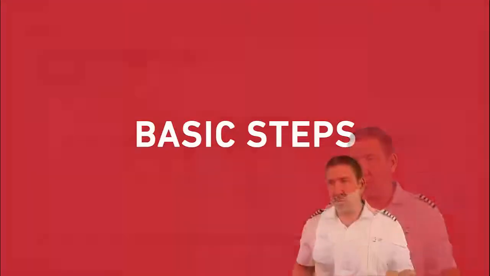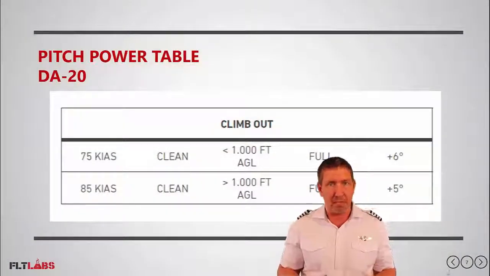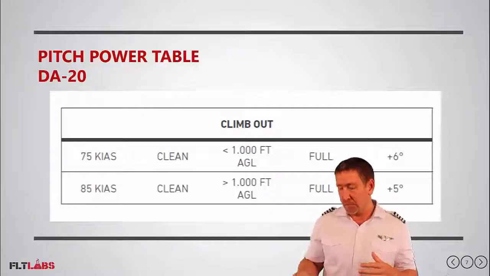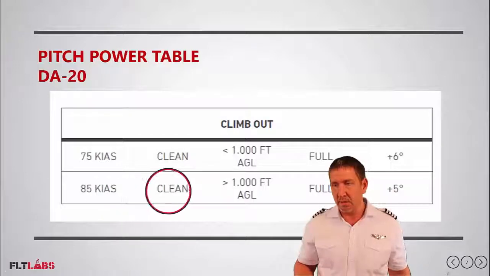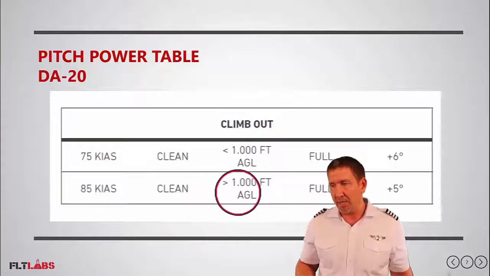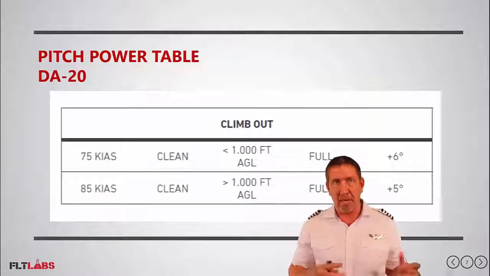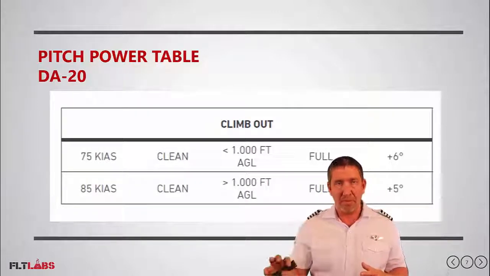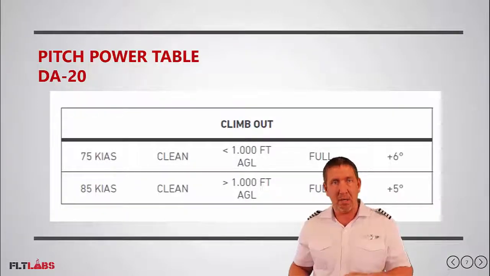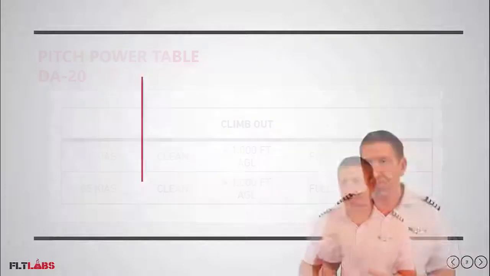Basic steps. So when we want to climb, some basic steps. We first would start with our pitch power table, and then when we're looking at this pitch power table, we see, oh, I want to climb at 85 knots, clean configuration, I'm above 1,000 feet, full power, plus 5 degree pitch attitude. So the pitch power table tells me if I set a pitch attitude of plus 5 degrees, full power, I should expect to get an 85 knot climb.